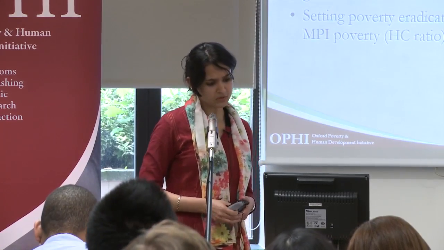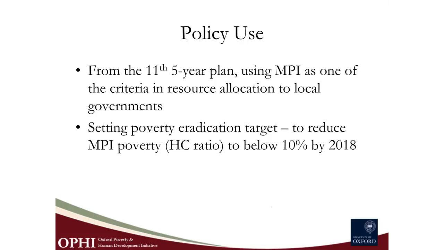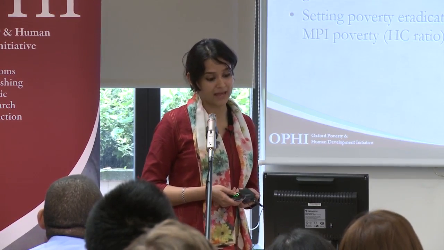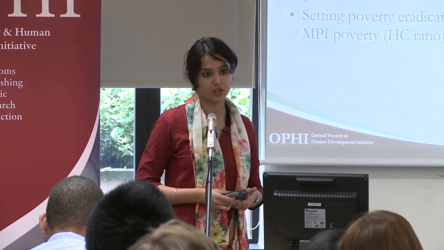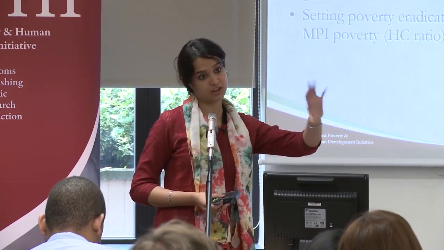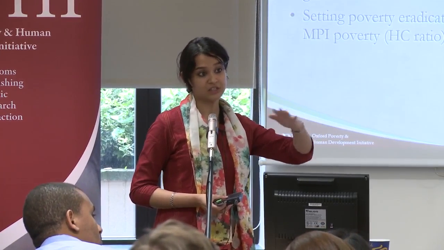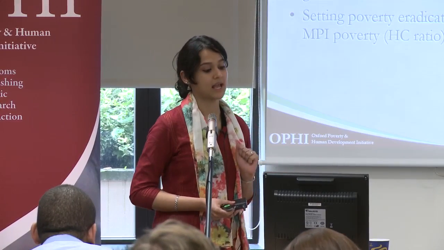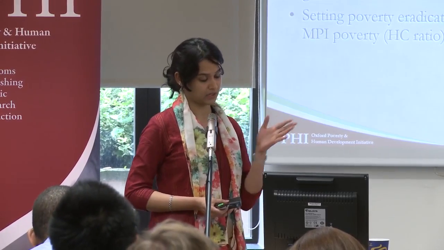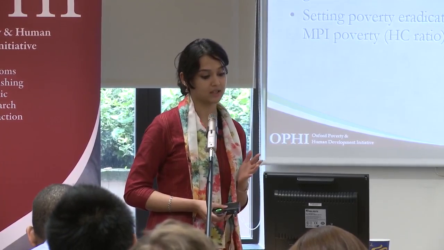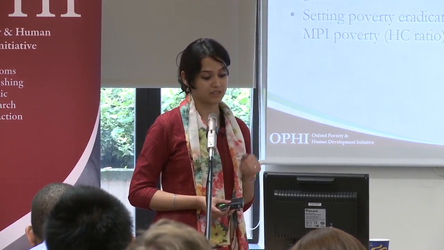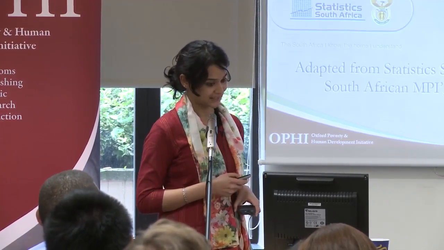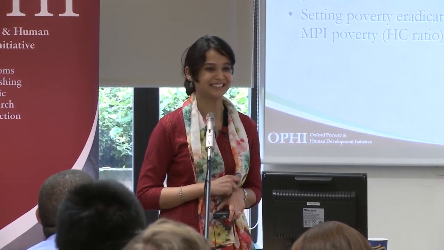And in terms of policy use, Bhutan has been very enthusiastic about the multidimensional measure. From the 11th five-year plan, MPI is one of the main criteria in resource allocation to local governments. By local governments, we mean the governments at the district and regional levels, in terms of resource allocations for poverty alleviation programs and social security programs. And Bhutan has also set a poverty eradication target to reduce the MPI poverty headcount ratio to below 10% by 2018. So that is all for Bhutan.